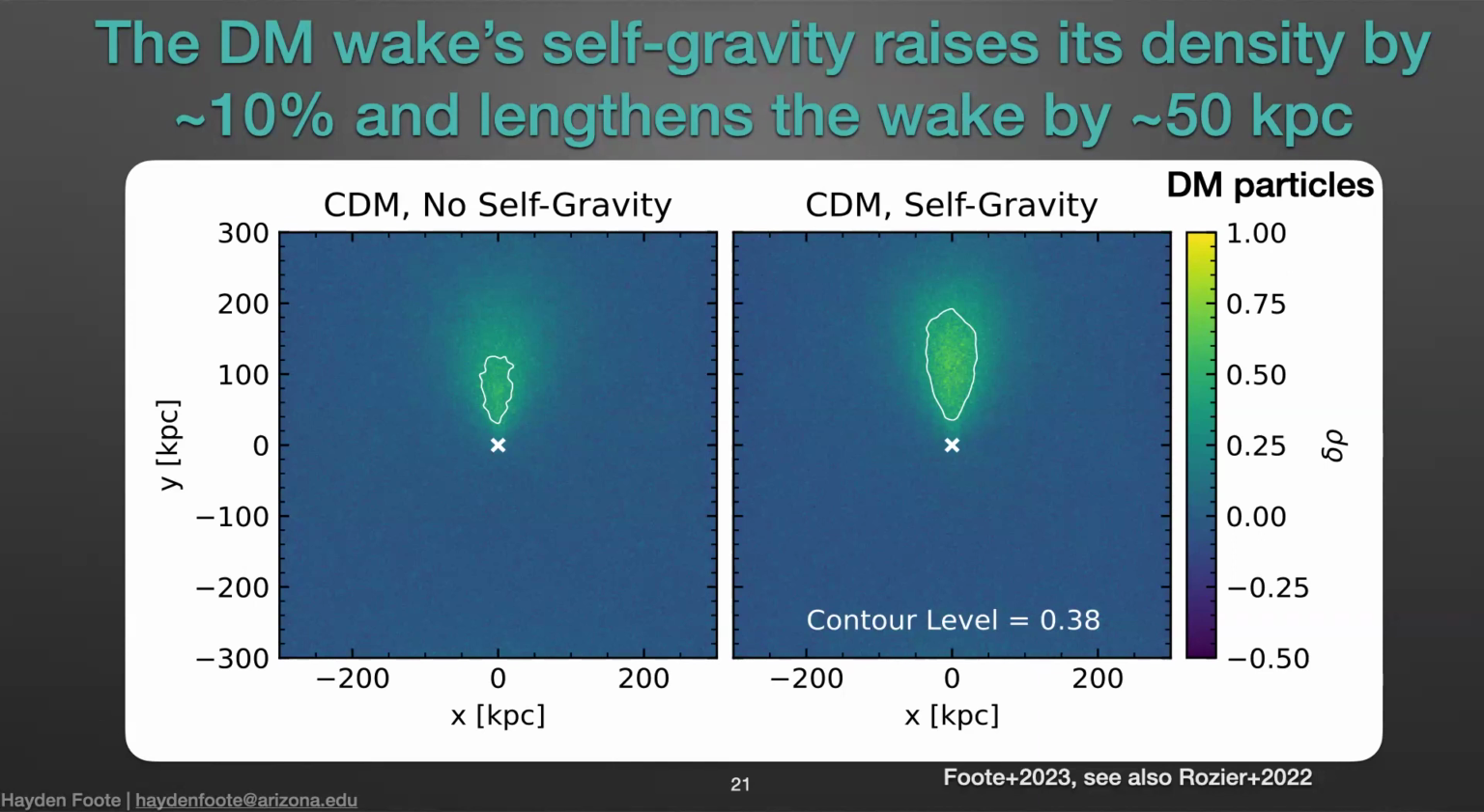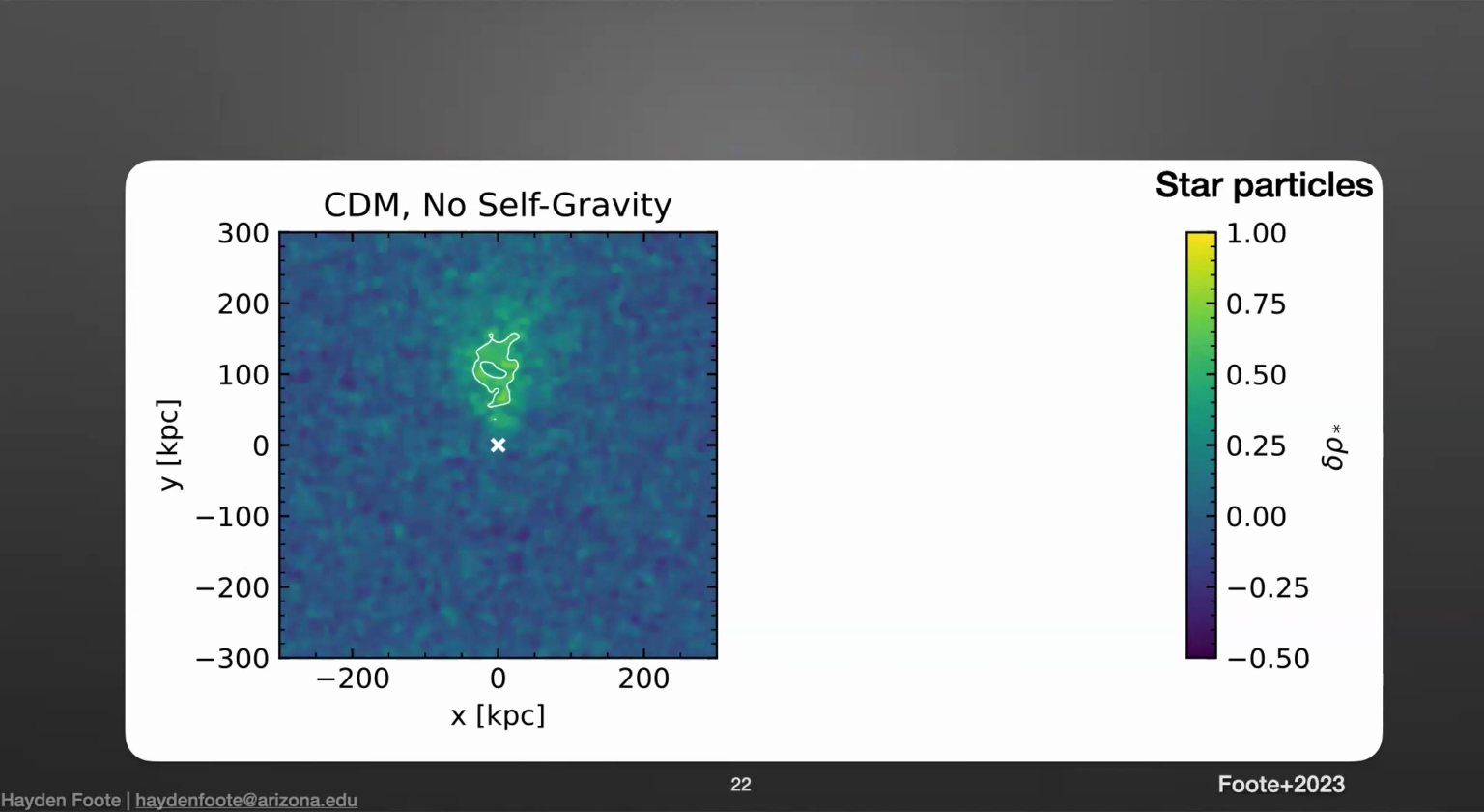That's consistent with some earlier work using linear response theory by Simon Bergier. But that's just the dark matter. What about the stuff you can see? What about the stars?